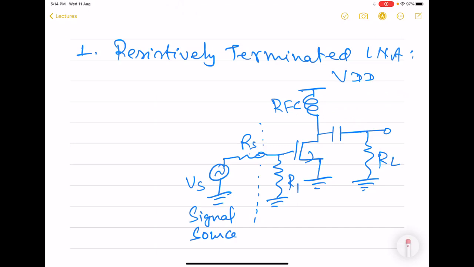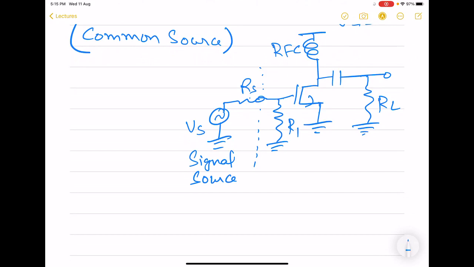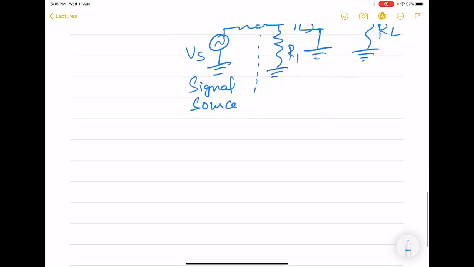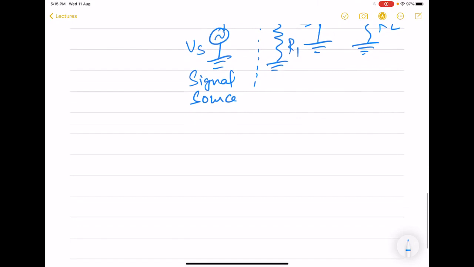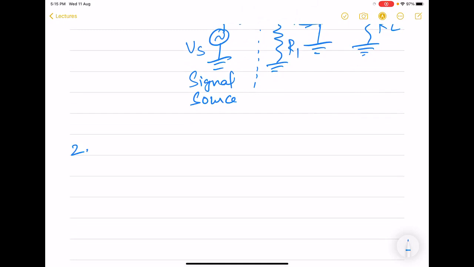And here you can see that this amplifier is fundamentally a common source amplifier. So all these single MOS LNAs are not going to be a fundamentally new topology. The difference will lie only in terms of some of the components present at the input or output side. And I will elaborate why we have these additional components.